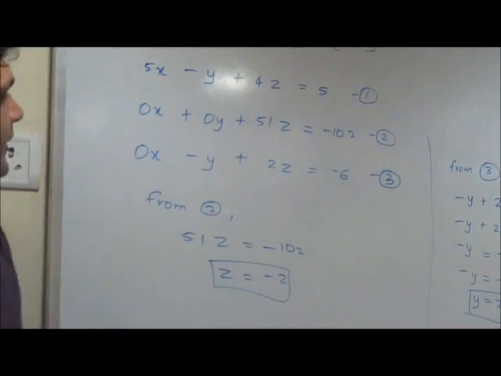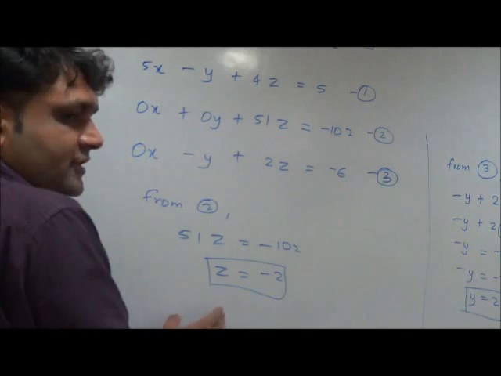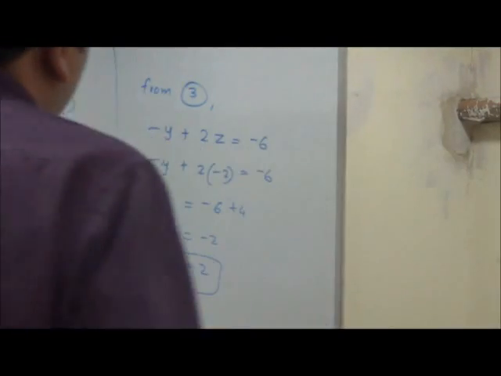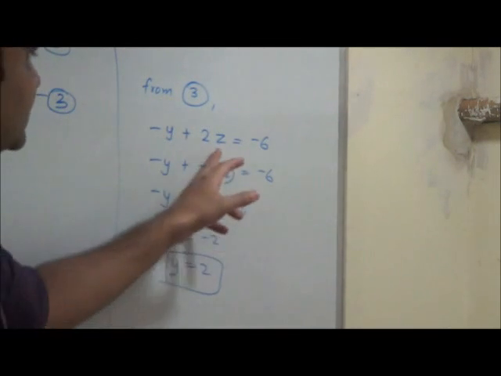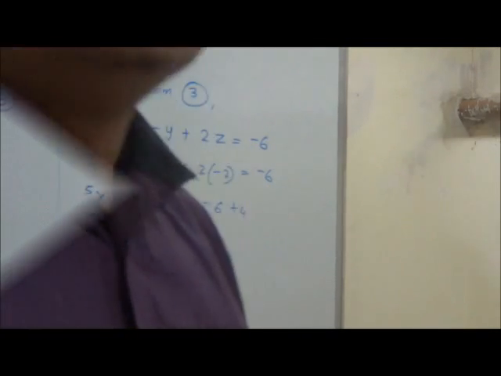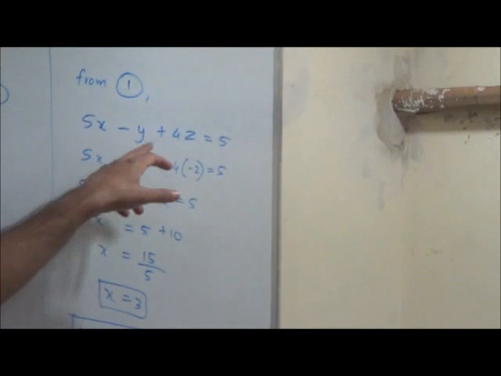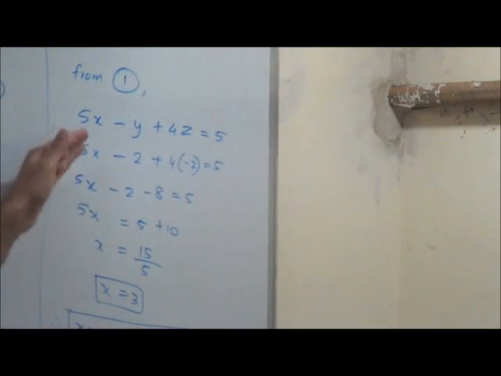Everybody please observe what we have got is something like this. We have these three equations. From 2, I get 51z equal to minus 102. I have got z equal to minus 2. On the other hand, minus y plus 2z equal to minus 6. From equation 3, I substituted the earlier obtained value of z. I calculated y. y comes out to be 2. From equation 1, we have 5x minus y plus 4z equal to 5. We can substitute value of y as 2 and z as minus 2. Calculate, we can get x equal to 3.